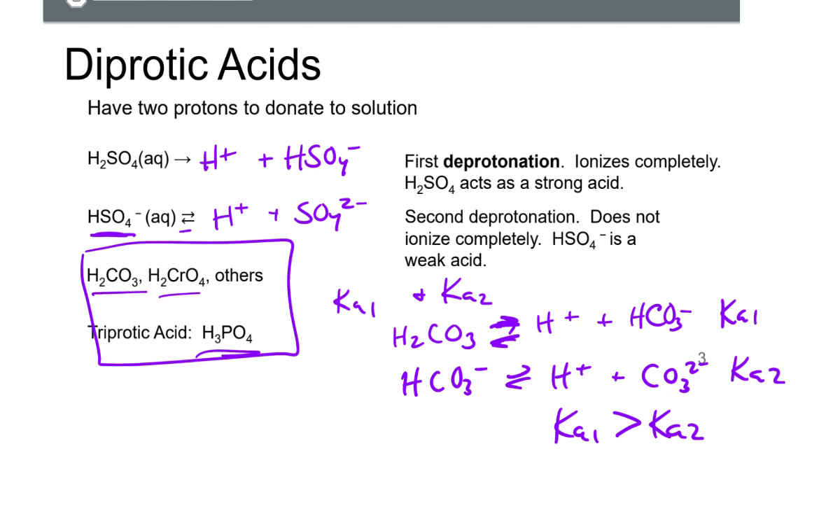So if we put a diprotic weak acid in solution, and we can write it in the general form, H2A, we're going to have HA minus and A2 minus in solution, and this is in order of decreasing concentration. So I think in my next slide I have a figure.